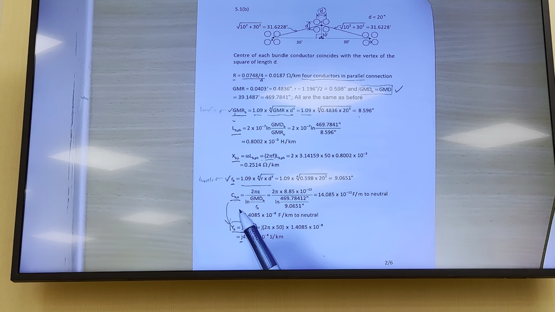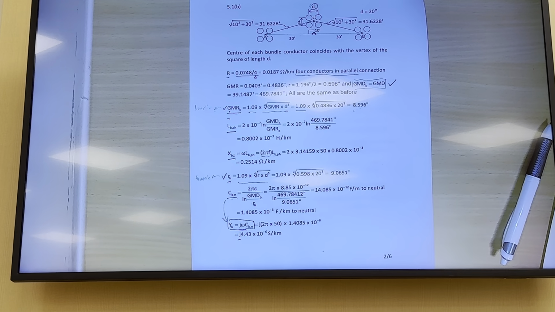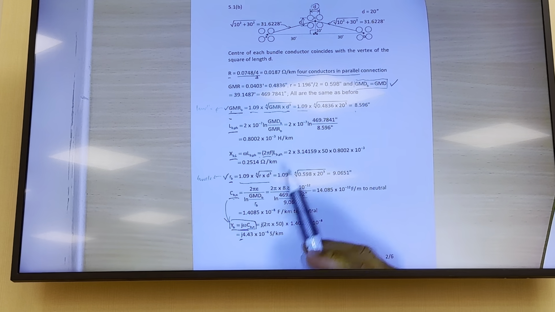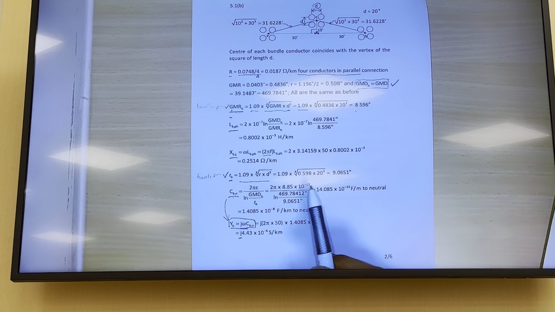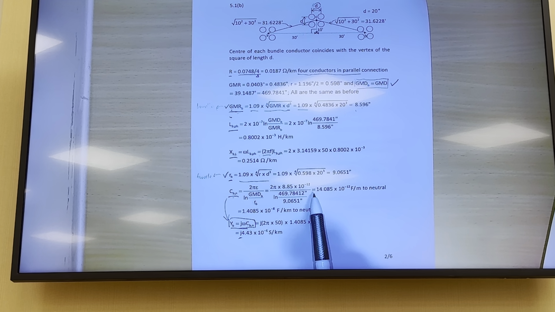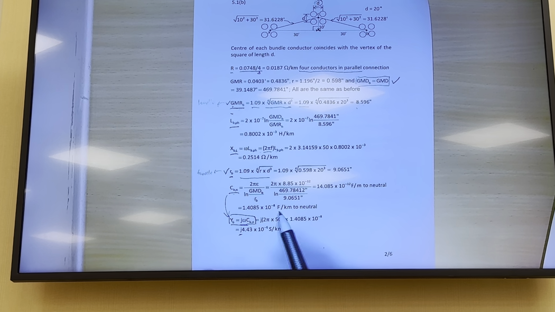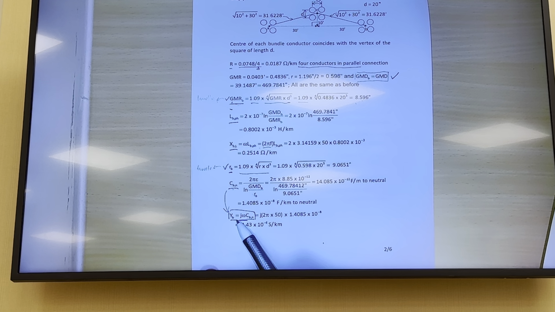After that, for the capacitance, the GMD does not change because GMD is the geometric distance between the 3 phases. The radius for different phases, the bundle value, will be different. So this is the capacitance, this value divided by the natural log of the ratio. This is the capacitance in Farad per meter, and then per kilometer. Finally convert it into Y, that is j omega C. So this is your admittance value.